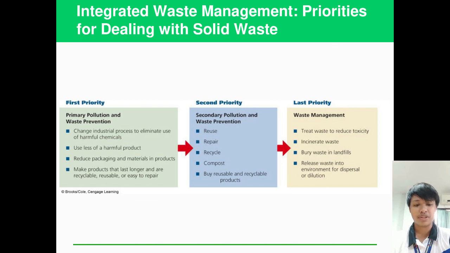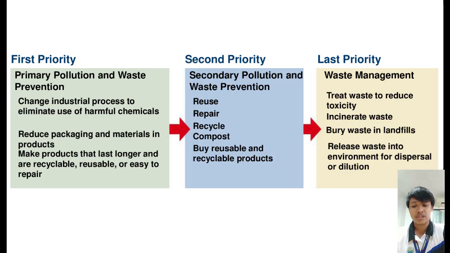Integrated waste management. Priorities for dealing with solid waste. The first priority is primary pollution and waste prevention. The first one is change industrial processes to eliminate use of harmful chemicals. Second is use less of a harmful product. Reduce packaging and materials in products. Make products that last longer and are recyclable, reusable, or easy to repair.